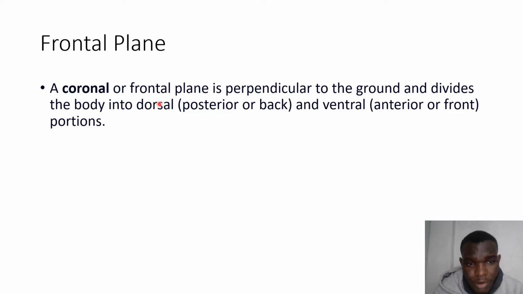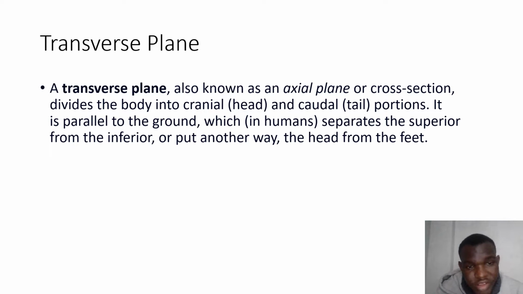The coronal plane or frontal plane is perpendicular to the ground and divides the body into dorsal and ventral: dorsal, posterior or back, and ventral, anterior or front portions. Now the transverse plane, also known as the axial plane or cross section, divides the body into cranial, the head, and caudal, tail portions. It is parallel to the ground, which separates the superior from the inferior, or put another way, the head from the feet.